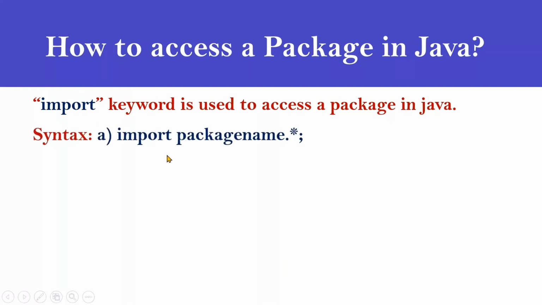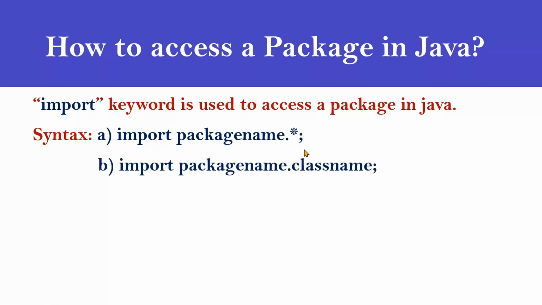Now coming to syntax, if I want to access all classes, interfaces, enumerations, and other types which are available in the package, I can put a star mark, that is the asterisk, and end with a semicolon. So import the package name you have created, dot, star mark or asterisk, followed by a semicolon to access all classes and interfaces.